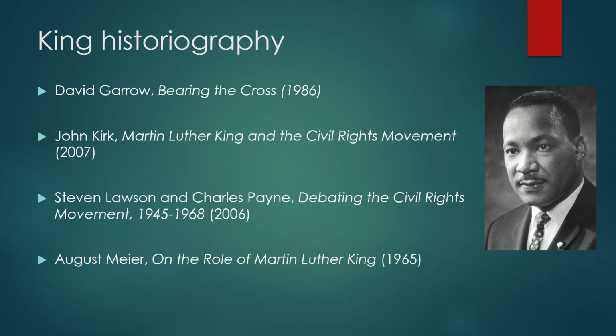David Garrow with Bearing the Cross, which arguably is the most definitive biography on Martin Luther King there is. There are several others, but this is probably the go-to one for those people who initially researched it. John Kirk, Martin Luther King and the Civil Rights Movement, a good overview text. We also have Stephen Lawson and Charles Payne. They provide a whole wealth of knowledge, collating a lot of historians' ideas in the principal timeline for Martin Luther King, which is the 1940s into the 1960s. And then August Meier, a very timely historiographical biography on Martin Luther King during a time when he was still alive. So that's obviously worth some mentioning as well.